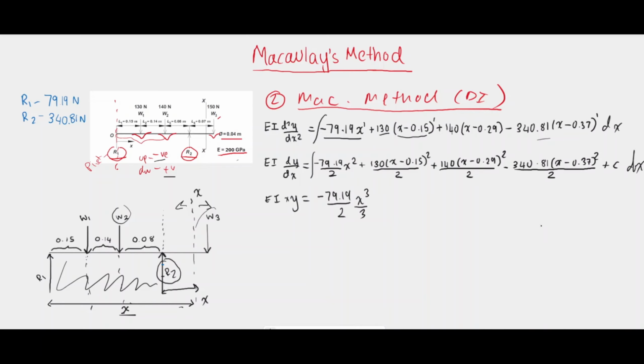So we can just multiply these two terms and we will get 6. So I'll rewrite it as 79.19 x to the power of 3 divided by 6. And we'll do the same for the other terms as well. So 130 times x minus 0.15. We have 2 there, so it'll be 2 plus 1, that'll be 3. And we have 2 at the bottom as well. And we'll divide it by 3, so it'll be 2 times 3, 6.